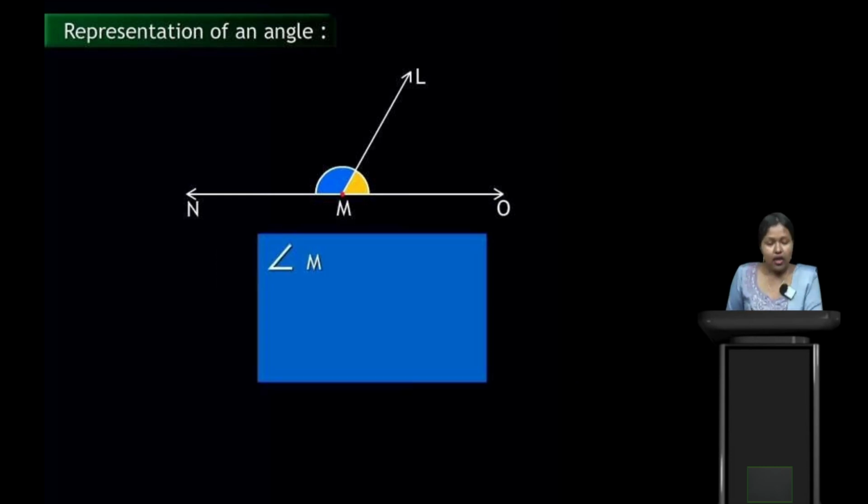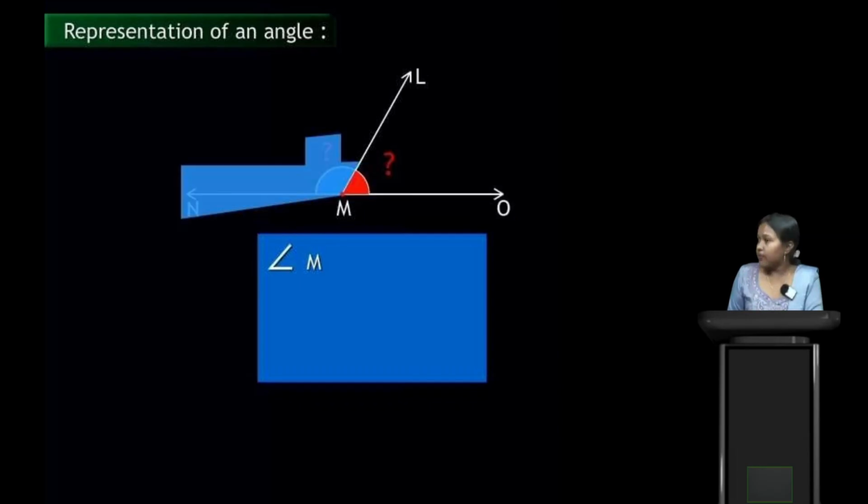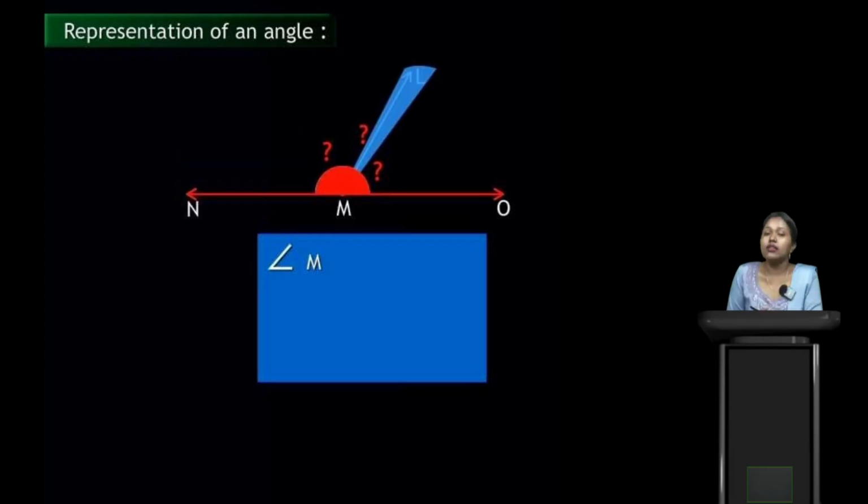Is it possible? Here with angle M, we can represent this side also, angle NML, right? Or we can represent angle LMO also. It can be possible. Or we can represent it as angle NMO, because in all these 3 cases M is lying in the middle. So when we say angle M in this particular case, we can't determine the name of this angle clearly, right?